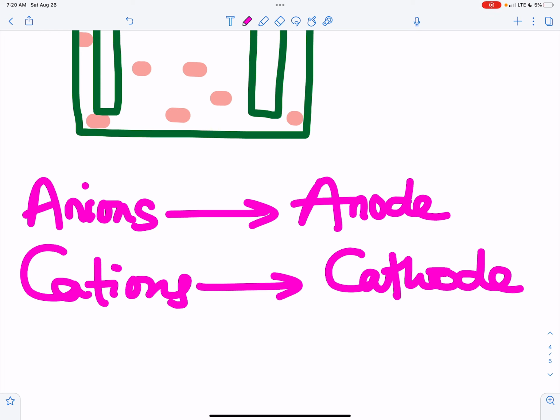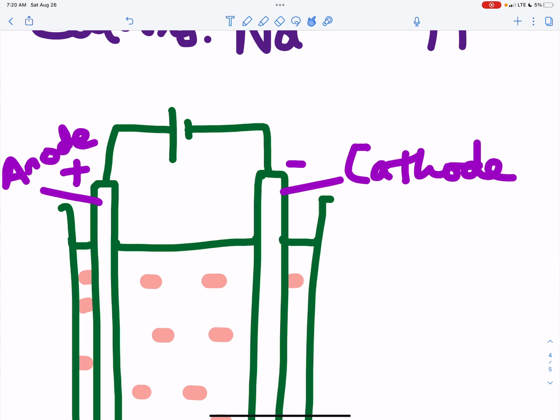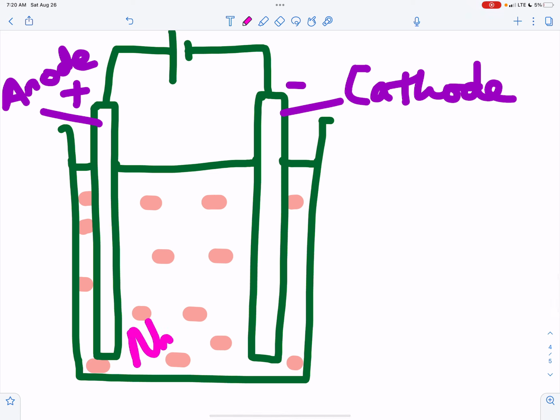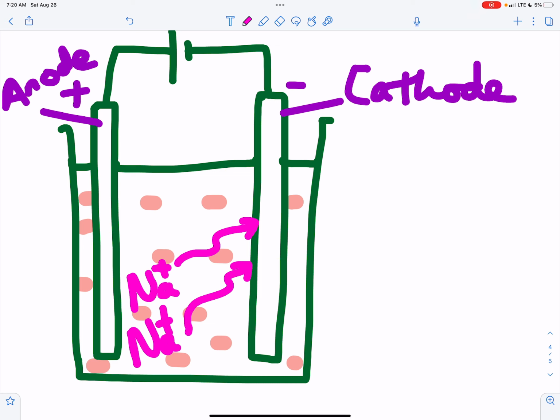So the non-directional delocalized movement will stop once the electrodes are connected to terminals of a battery. That means in this case now, sodium ions, Na plus ions, will now move towards the cathode. While chloride ions, from wherever they are, will drift towards the anode. All chloride ions will be drifting towards the anode.